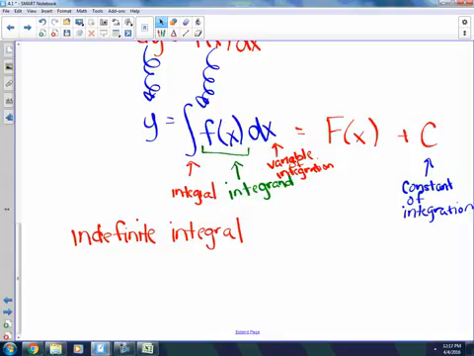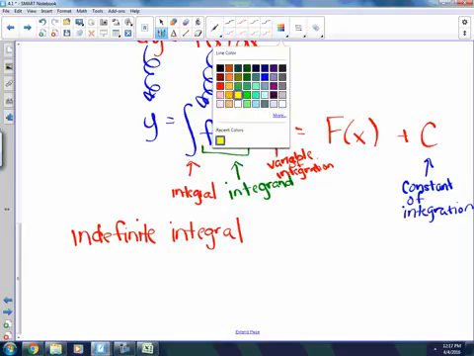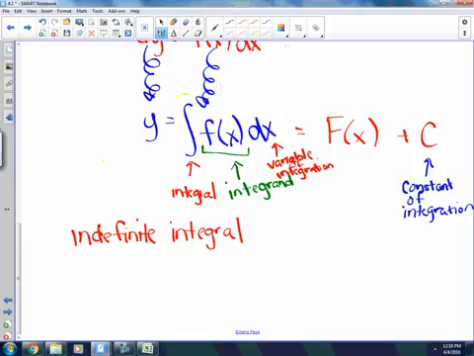Like that whole thing. Let me get a different color. Let me go yellow. The indefinite integral is like this part right here. Other questions before we kind of practice a few?